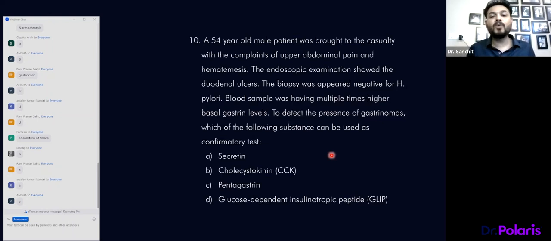So what will it indicate? That this patient has gastrinoma. That means even if I'm giving secretin to this patient, it is not able to counter the activity and still my gastrin is getting secreted and secreted and secreted and it is causing duodenal ulcers. Now you understood the logic behind it. CCK or cholecystokinin, pentagastrin and GLP are all hormones which have very little activity on gastrin. Whenever you get gastrin, secretin, put it in your brain, they are opposite to each other. Okay, so the answer is A.